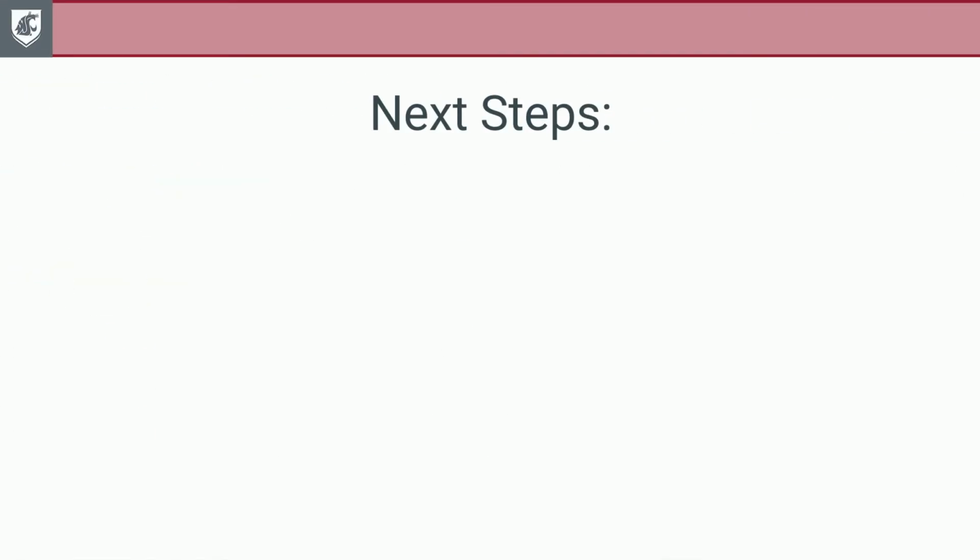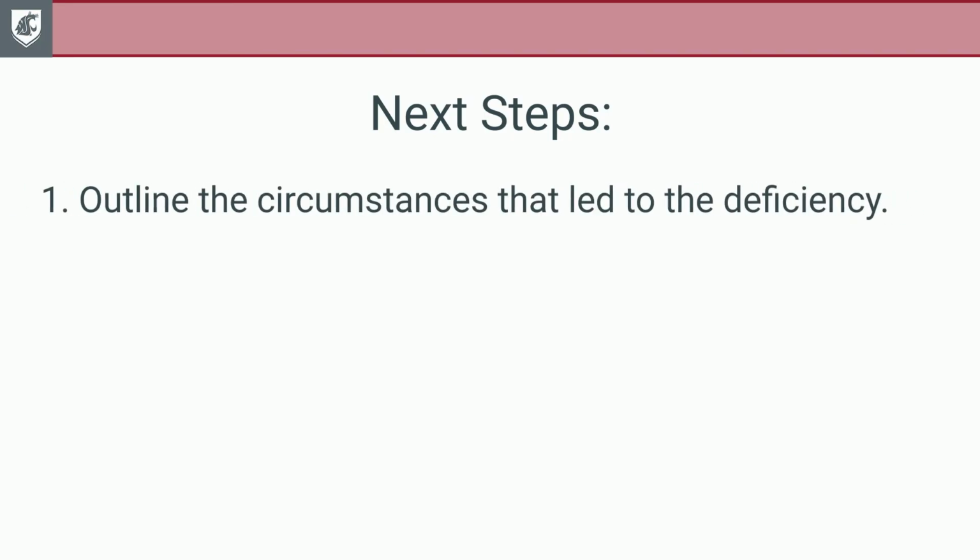Now that you're more familiar with SAP, you will move on to the next step in the appeals process. You will need to first outline the circumstances that led to the deficiency. Following that, you will explain your resolution. This should include specific steps you will take to make progress, and an explanation of how your situation has changed to allow you to meet SAP requirements.